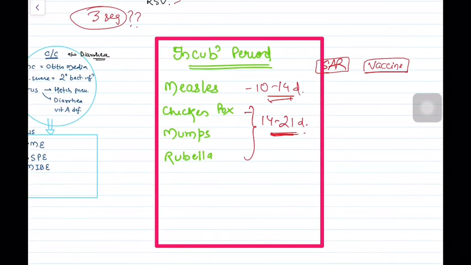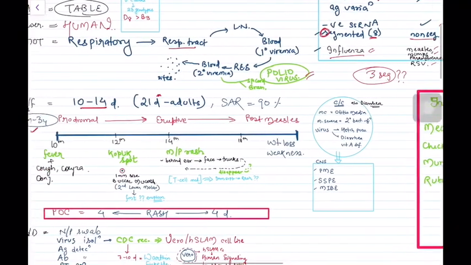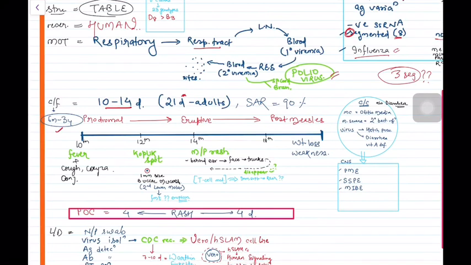And we will be discussing secondary attack rate too. For measles, it is more than 90%. For rubella, it is 90%. For mumps, it is 86%. For chickenpox, it is 70 to 90%. So this is how you can roughly remember it. So yes, secondary attack rate is 90%.